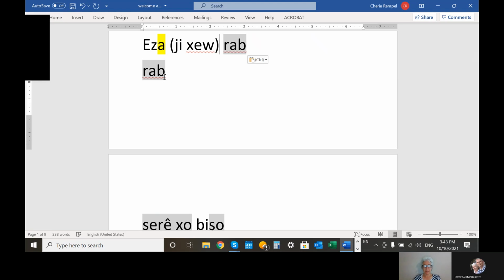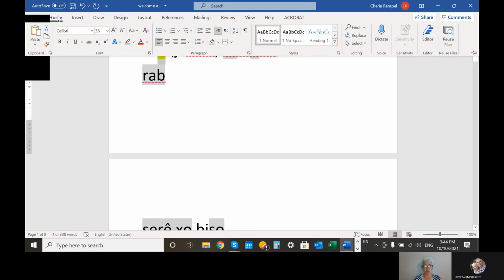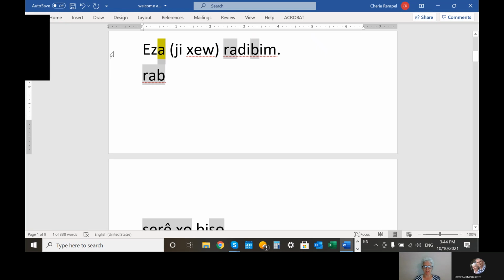But again, the DI that would normally go in front is going to go right there. And I add my verb ending. Aza shchal radbim. But if you're a man, you're not going to say aza. Or if you're in Zacho, you're not going to say aza. You're going to say azeh.